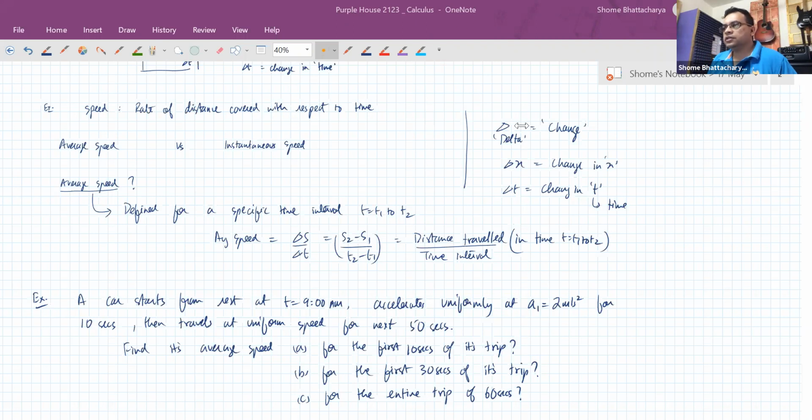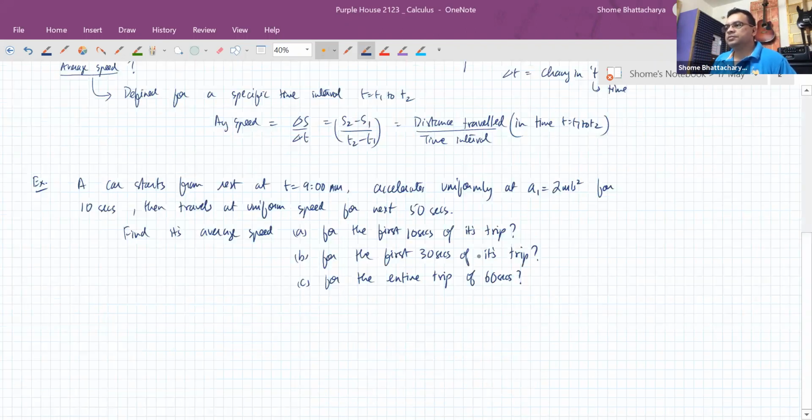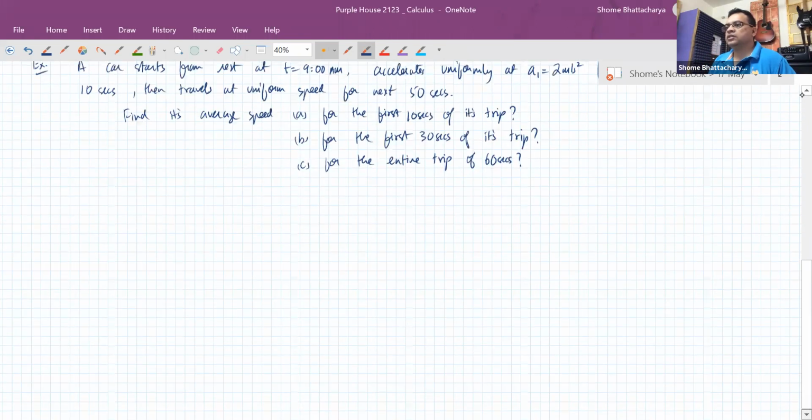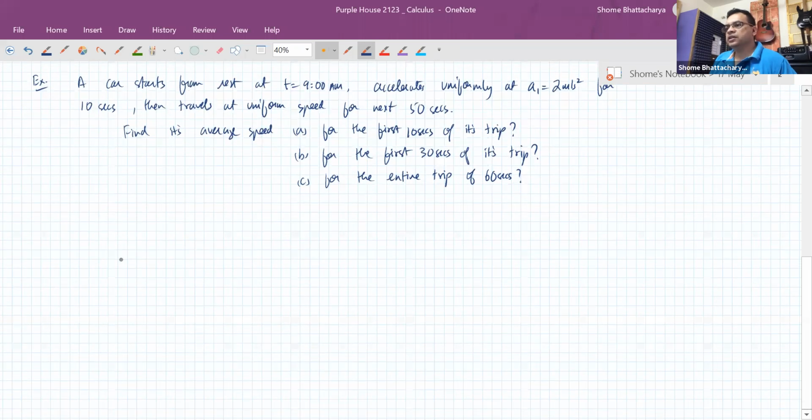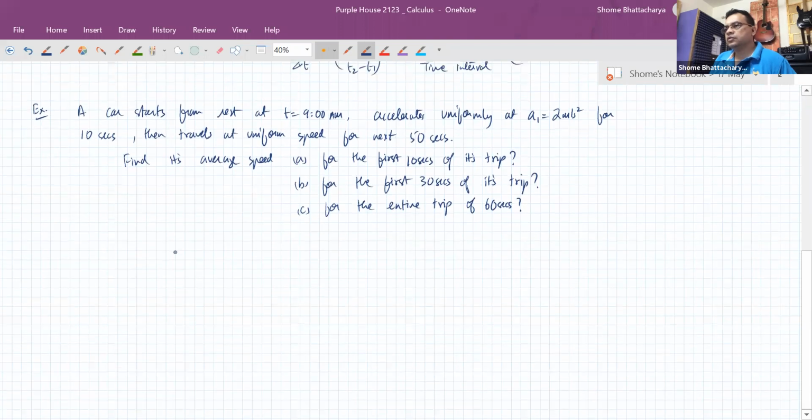Okay, so let's look at some of the answers that I've got. You can see what is happening here: when the journey starts precisely at 9 a.m., the initial speed of the car is how much? It is 0, because it says that it starts from rest. And for 10 seconds, it has a uniform acceleration of 2 meters per second square.